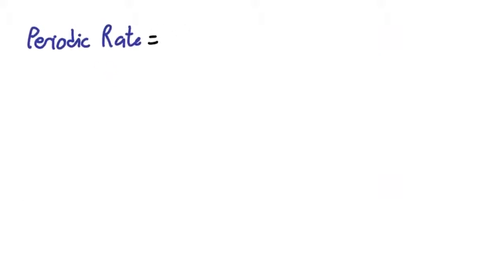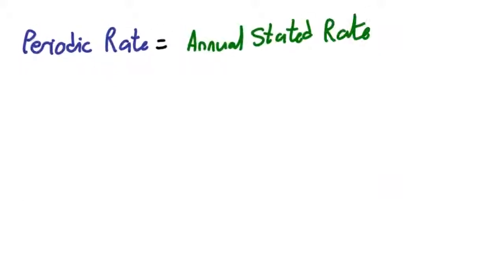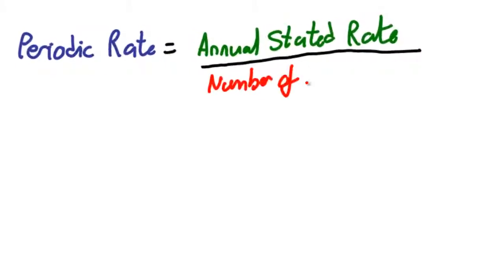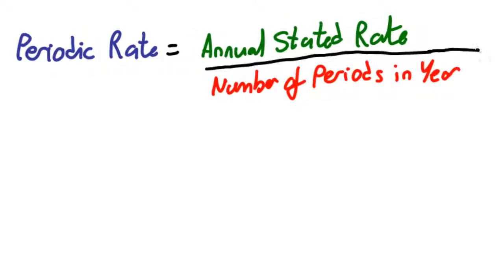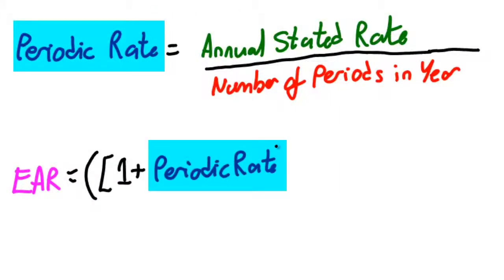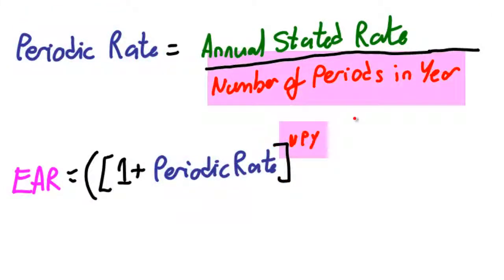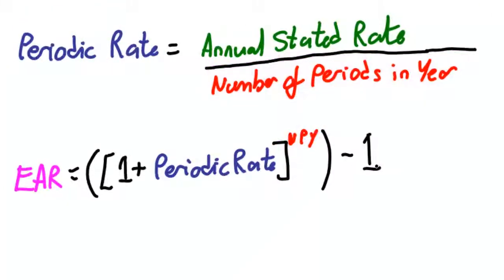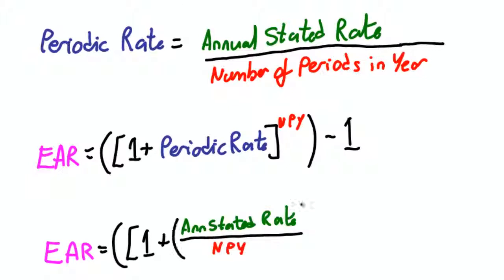The first equation is that the periodic rate is the annual stated rate divided by the number of periods in the year. Once we've got a periodic rate, we plug it into this second equation. This is the effective annual return is equal to 1 plus the periodic rate, raised to the periods in the year, take away 1. Or if we want, we can combine the two equations into one.